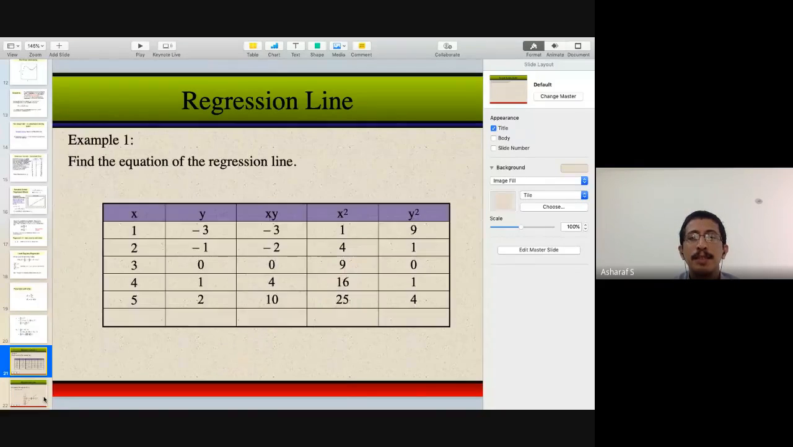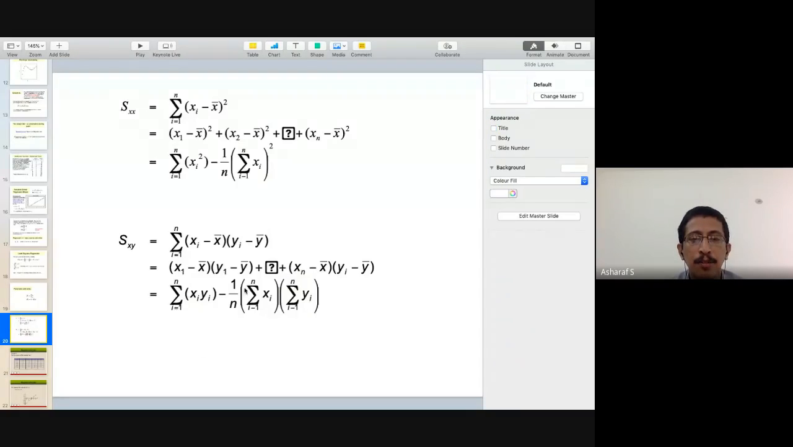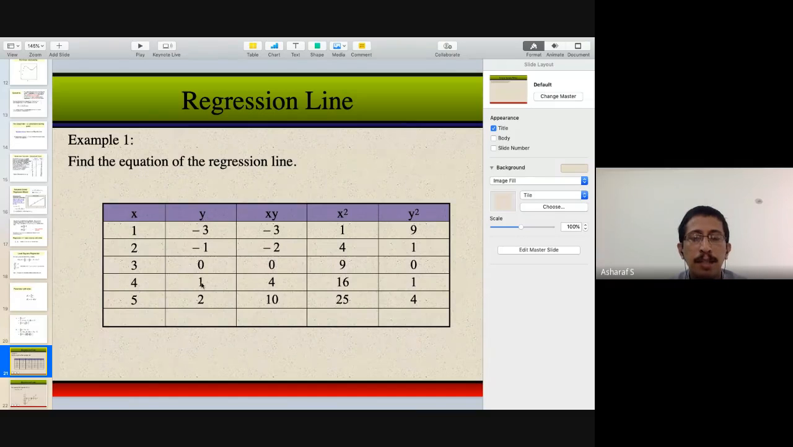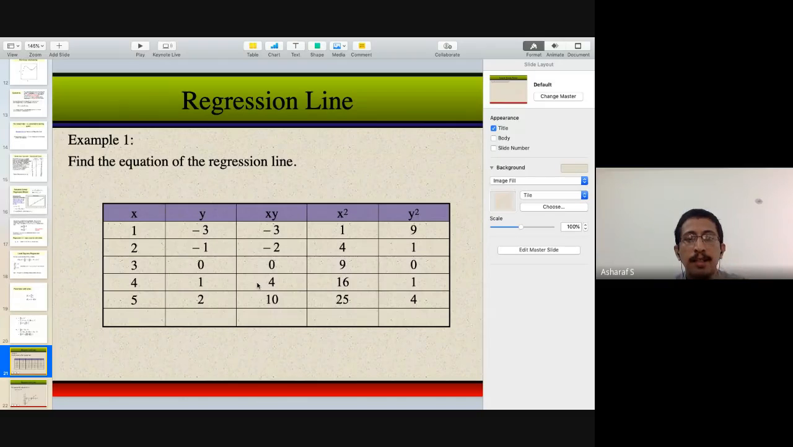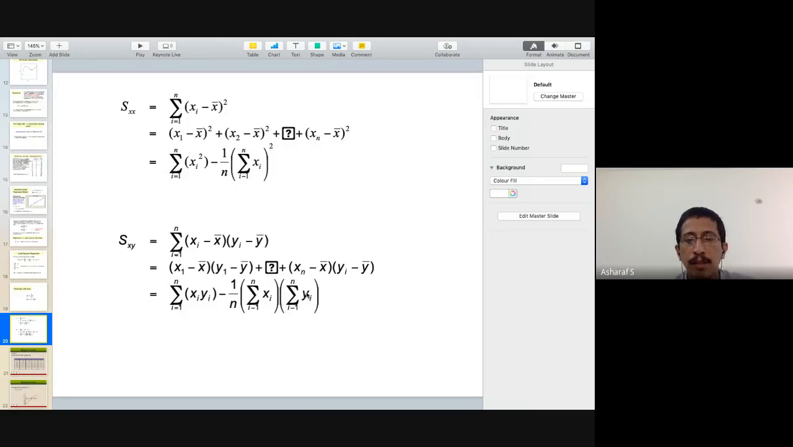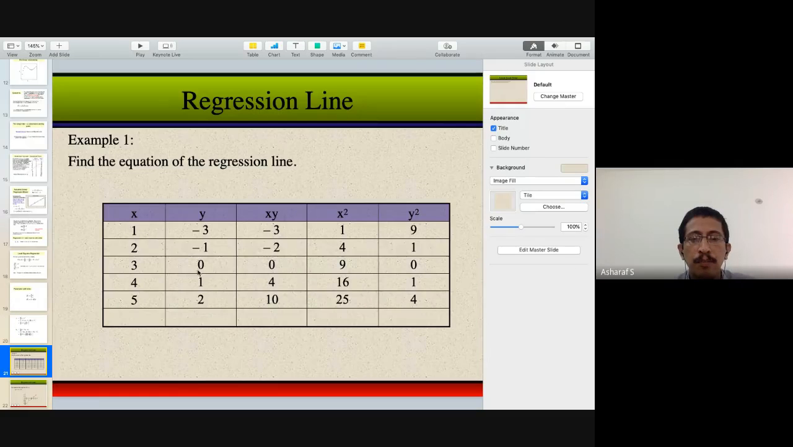This is pretty straightforward. For example, if you want a term like sigma xi, what is sigma xi? It will be 1 to 6, which adds up to 15. And sigma yi, it's not absolute value, it's the actual value, so this will add up to minus 1.